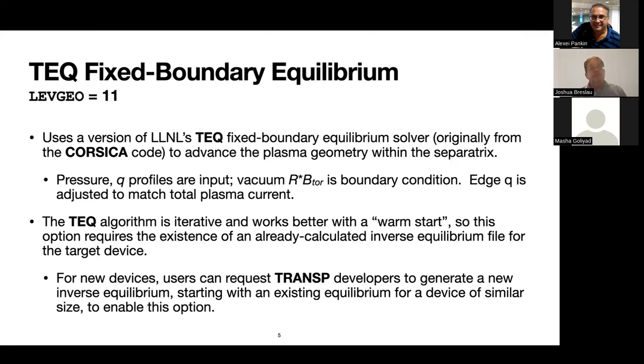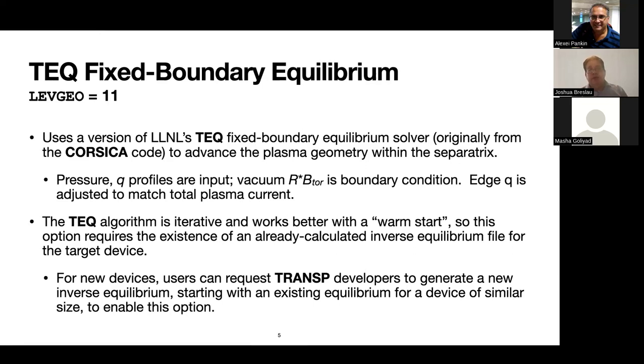The other options are a little more involved. The next one is LEBGEO equals 11, which is the TEQ fixed boundary equilibrium. This one uses a version of the TEQ code from Livermore, which originally came from the Corsica code, to advance the plasma geometry. The way this code works is that you give it pressure and Q profiles, and vacuum RB toroidal as a boundary condition, and it iteratively adjusts the edge Q profile to match the total plasma current.